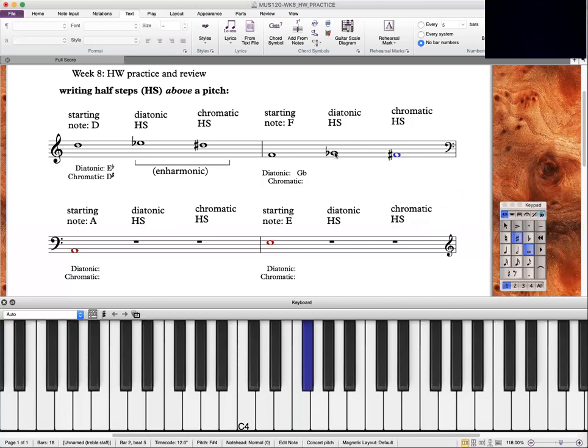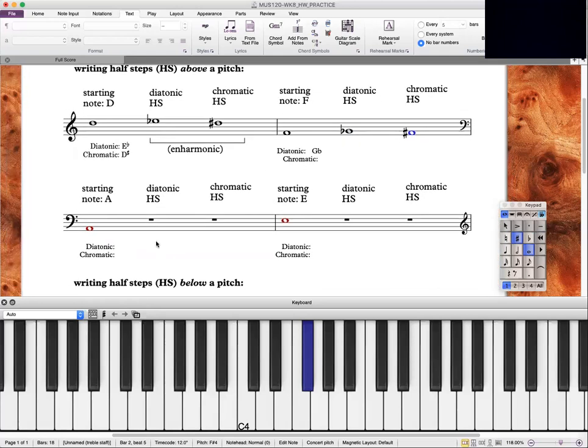And now the best way to double check that you've got the right answers for both is to make sure that each of these half steps are enharmonics with each other, right? So G flat and F sharp should be the same key on the keyboard, and we see that that's the case. All right, let's try a couple in bass clef.